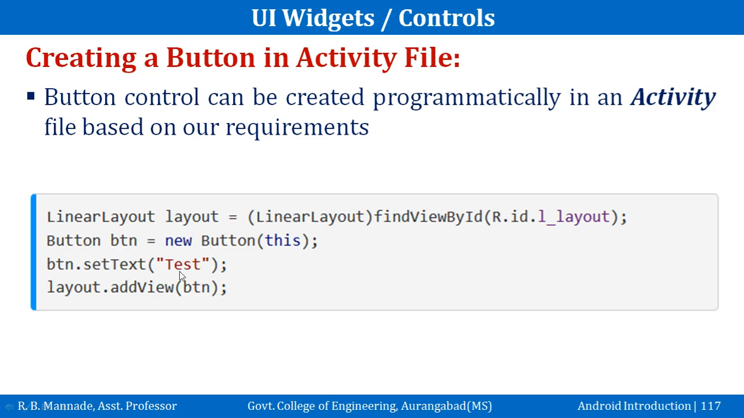This text will be set to this particular btn object, and we are adding this button control by calling the addView method of the layout class, and we are passing the button object, which is btn in this case. Okay, so in this way also we can create a button programmatically in our Android code.